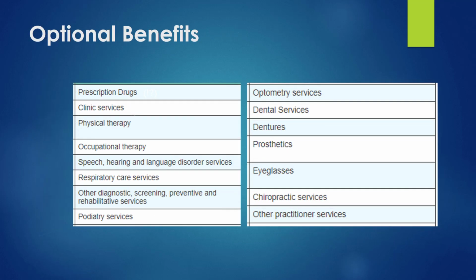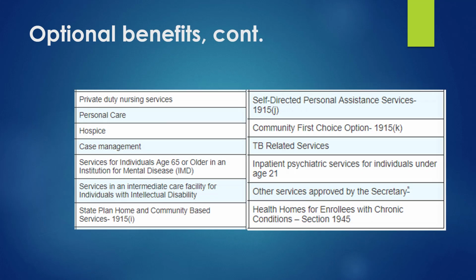The optional benefits in the Medicaid program include things like prescription drugs, clinic services, physical therapy, occupational therapy, respiratory care, podiatry services, dental services, eyeglasses, and a list of other services on the menu, 28 in all. These services can be chosen by states to be included in the state plan and covered by the state, but they are defined by the federal statute and federal rules.